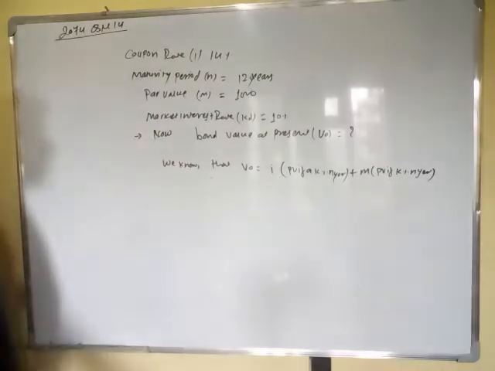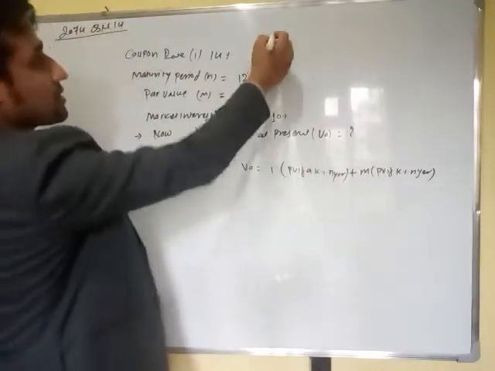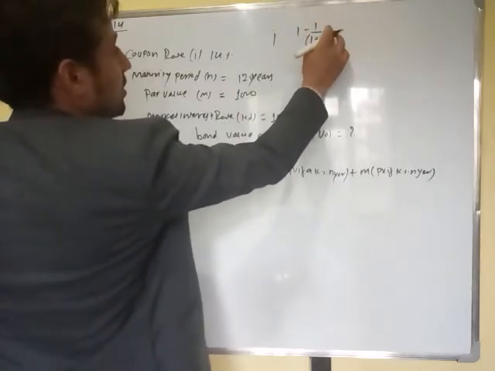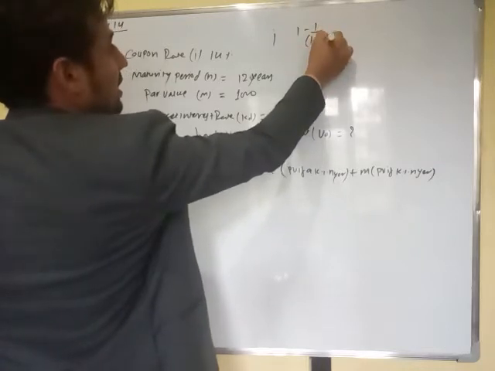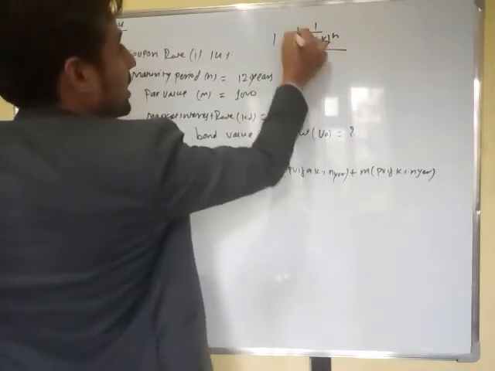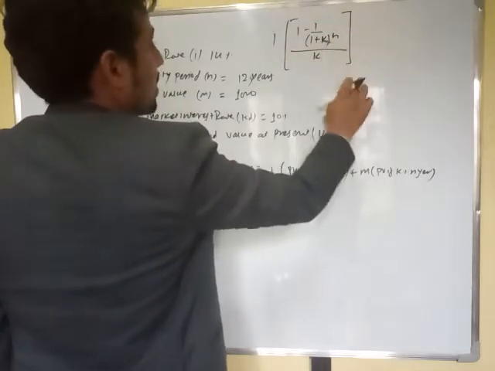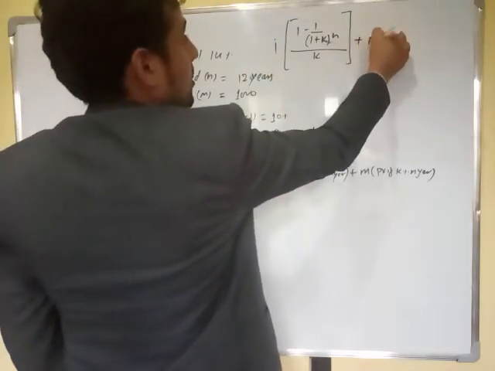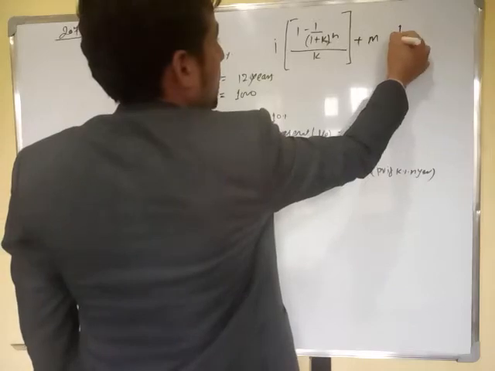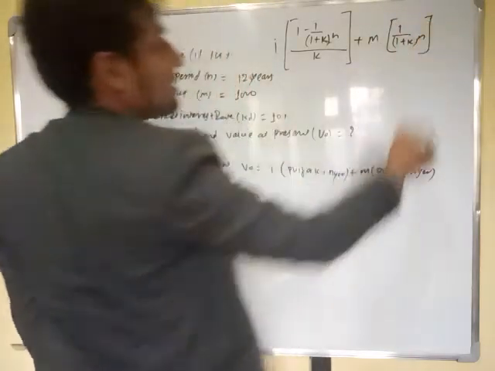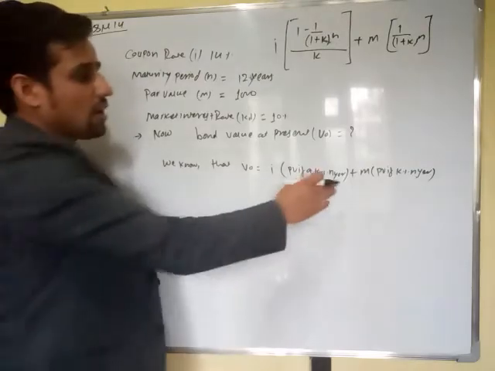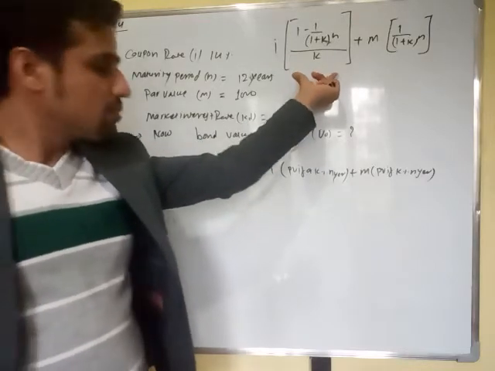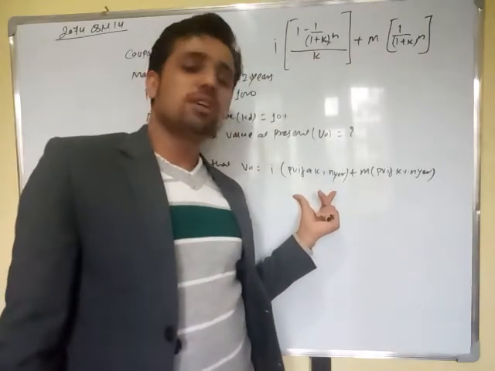You can see on your copy that this formula can be written as: I times 1 minus 1 divided by (1 plus KD) to the power N, whole divided by K, plus M times 1 divided by (1 plus K) to the power N. You can see this type of formula in your book. In what circumstances can we use this formula?